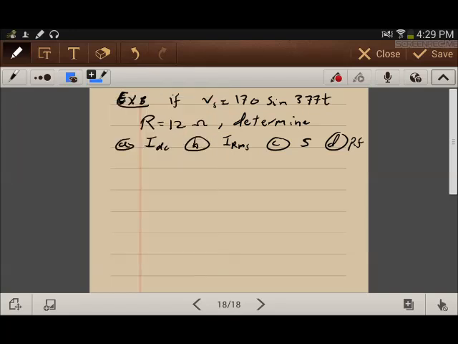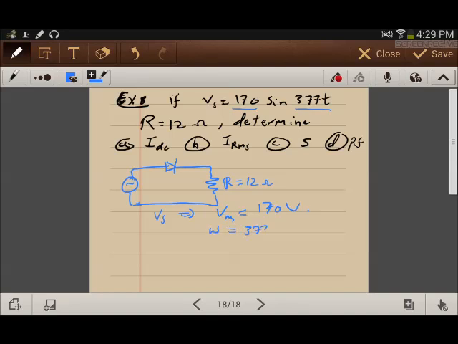This is an example for a half-wave rectifier. Let's say we have a half-wave rectifier and the voltage source applied to the load through the diode is 170 sine 377t. So we have a load resistance of 12 ohms. From the Vs we can find that V maximum here is equal to 170 volts. Omega is equal to 377 radian per second from here.